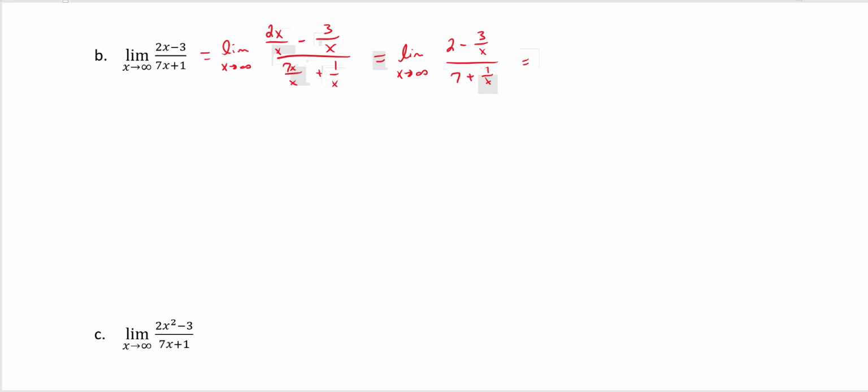And so now, using our very useful fact where it's applicable, we're going to take the limit as x is approaching infinity of every single term. So limit as x is approaching infinity of 2. That's limit of a constant, so it's that constant, so 2. Minus limit as x is approaching infinity of 3 over x. Using our very useful fact, that's 0, so 2 minus 0. Over limit as x is approaching infinity of 7, which is 7, since that's a constant. Plus limit as x is approaching infinity of 1 over x, using our very useful fact, that is 0. So we have 2 minus 0 over 7 plus 0, so that's 2/7.